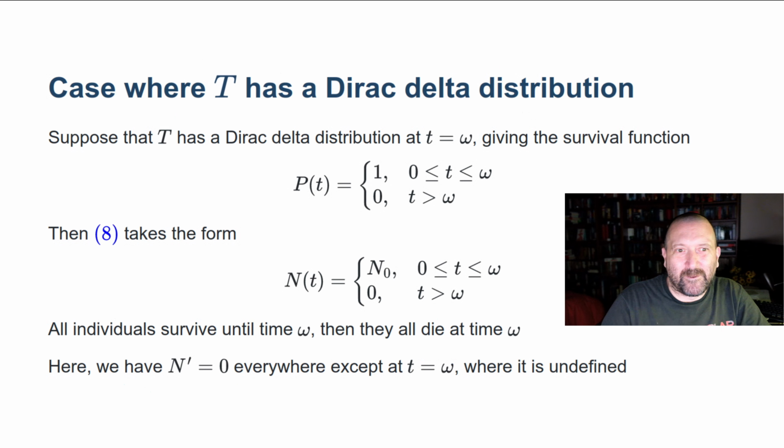even though when you write it, you're not thinking about things that way. If I have a Dirac, then my survival function is this, and then the model simply takes this form. I survive with probability 1, everybody survives until time omega, and nobody survives past time omega. Okay, so here, n prime is 0 everywhere, except at omega, because at omega I have my spike, and there it's not defined. But this is another extreme.